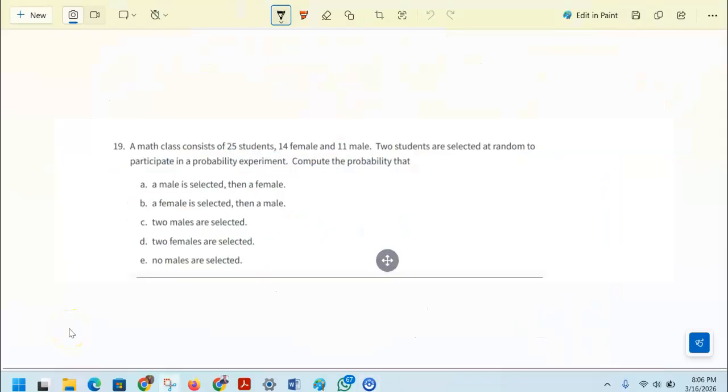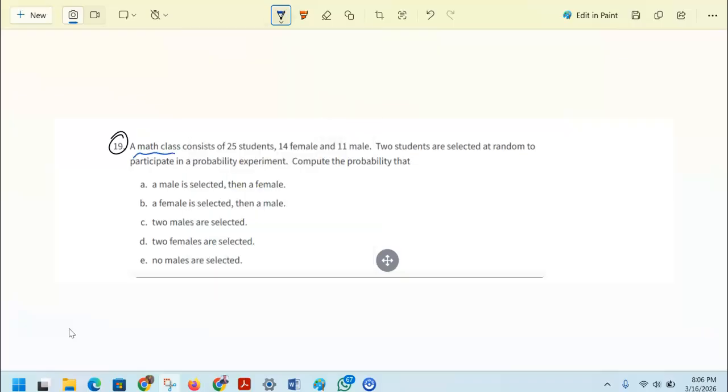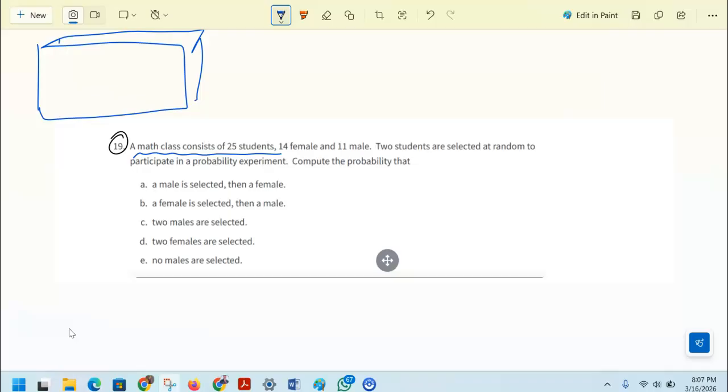Okay, so question number 19 says a maths class consists of 25 students. So this is a class. Okay, this class contains, these are all together 25. 14 are female, so these are 14 female and 11 male.